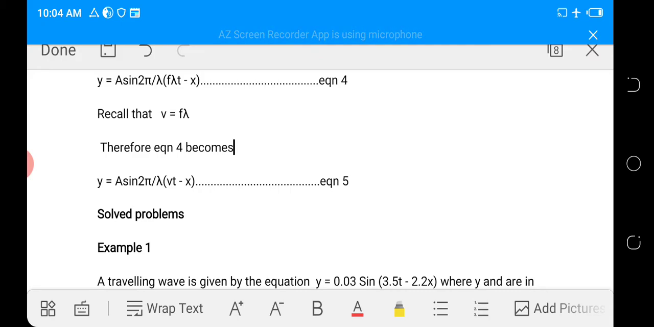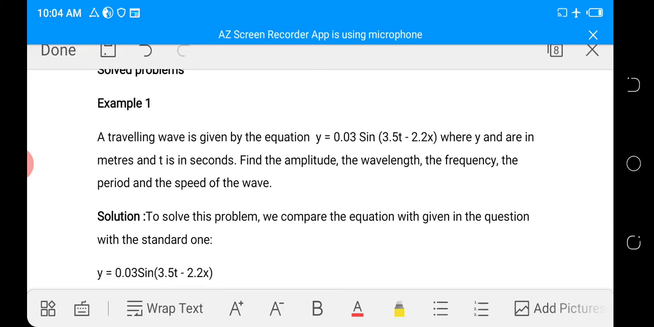Now let's look at how we can apply the wave equation in solving questions. Let's look at this example 1. A traveling wave is given by the equation y = 0.03 sin(3.5t − 2.2x), where x and y are in meters and t is in seconds. We are to find the amplitude of the wave, the wavelength of the wave, the frequency of the wave, the period and the speed of the wave. Let's go.